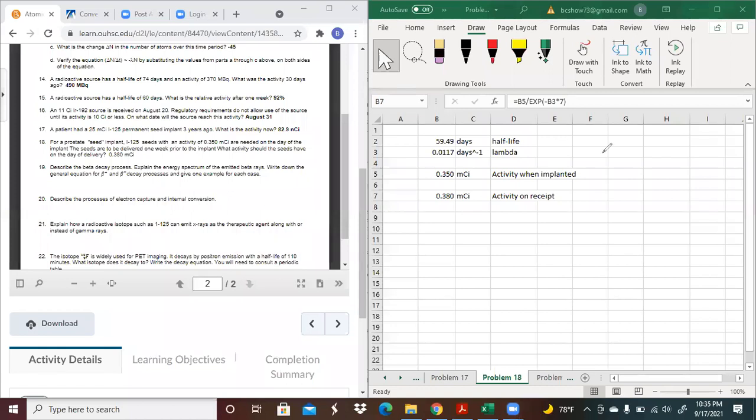Well, we know our formula here. We also know that if we want to solve for this, we take this over here on this side. So we know here that, and we've got minus 0.0117 per day times 7 days. We should end up with a higher activity here than on the day of the implant, and that's to account for that 7-day lag. Okay.